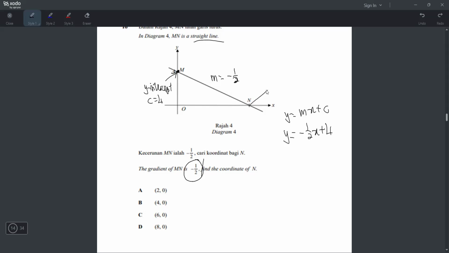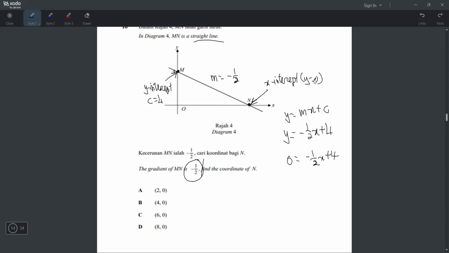Okay, tell me, what do we call this point N? There is a name for this point. What do we call it? Just now, point M, I said it's the y-intercept, right? So what is point N? This is the x-intercept. Pintasan x. Okay, pintasan x. And he really likes to ask x-intercept in the exam. So how to do x-intercept? Very easy, just replace y with 0. Right? Just replace y with 0. Just put y as zero, then find x, and then you get the answer.